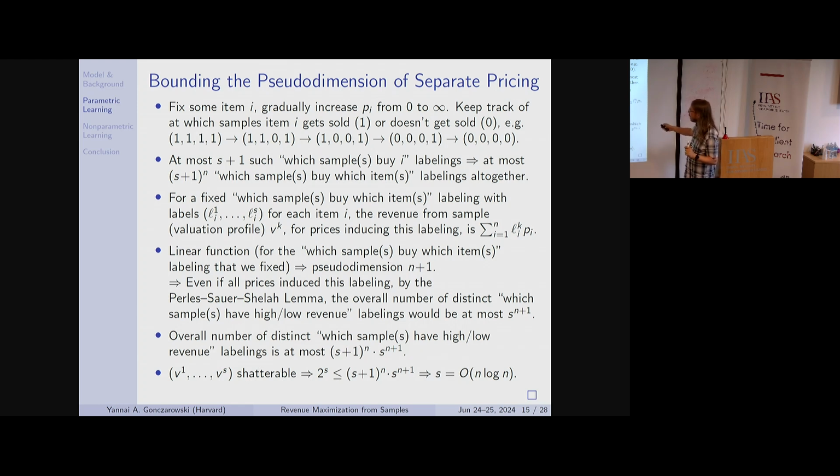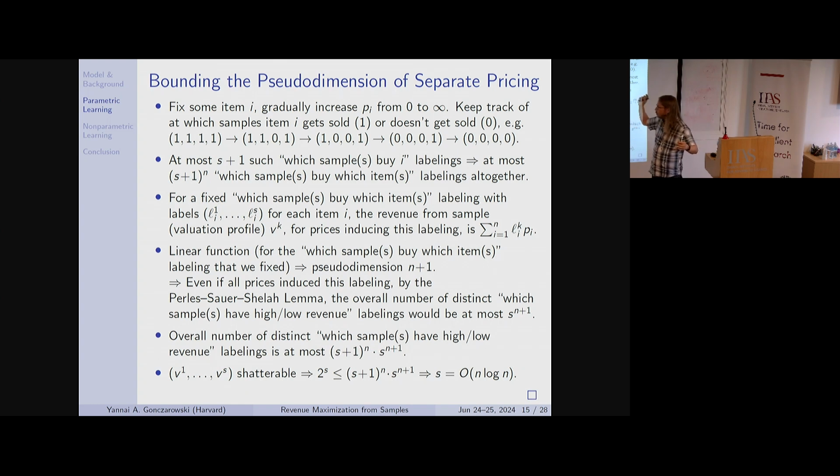At each item, I'm going to have 3 possible labels, not 2. It's either going to be the label 0, which is doesn't get sold, the label 1, which is sold for the second highest valuation, and the label 2, which is sold for the reserve price. So I'm going to start with 2, 2, 2, 2, 2. If the price is 0, everything gets sold for the second highest valuation.